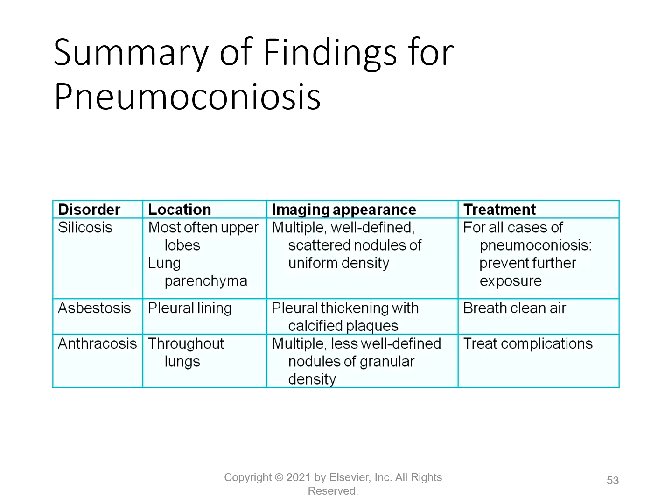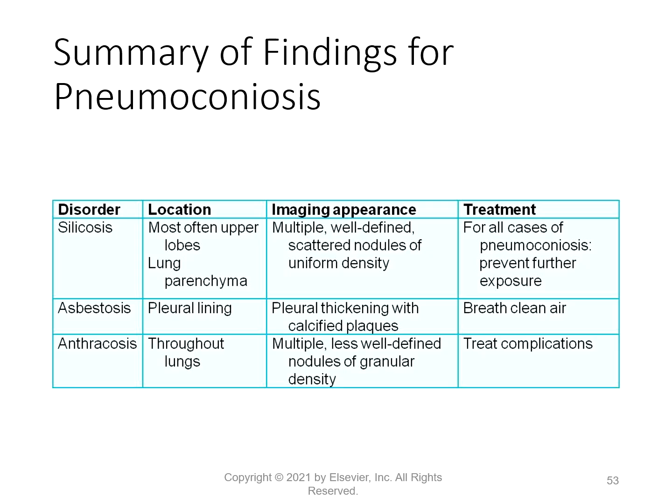So, summary of our findings for pneumoconiosis. First, we had the silicosis, which usually affects most the upper lobes and the lung parenchyma. It's usually because of the small nature of the silicon distributed throughout the lungs. It's usually more diffused with multiple defined scattered nodules of pretty uniform density, similar to that ground glass appearance.